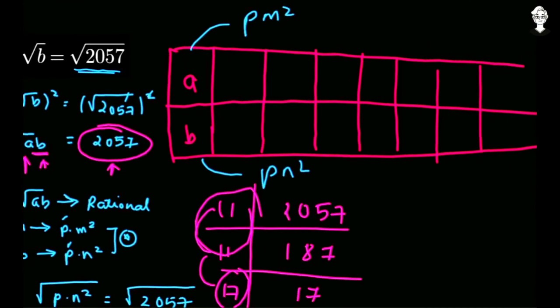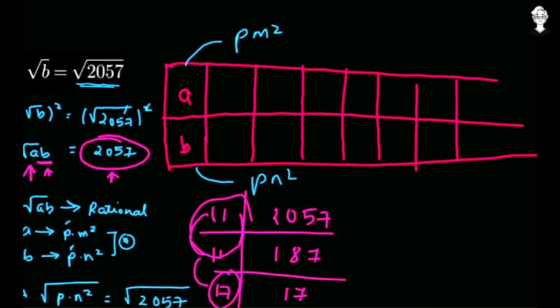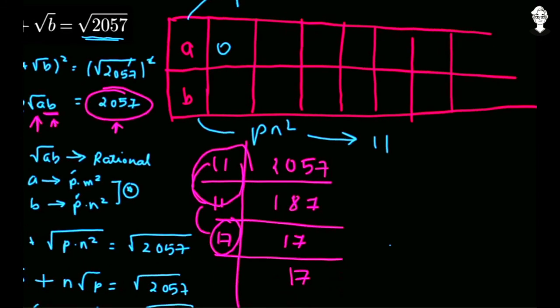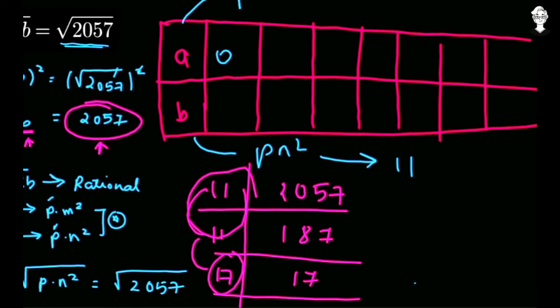So I have made a column over here that a is equal to pm square and b is equal to pn square. First of all, taking m equal to 0, 0 into p means 0 only, and the value of b is pn square. As m is equal to 0, n was equal to 11. So 11 square into p, and as we have seen, 11 square into 17 is nothing but 2057. P had a value of 17, so it would become 2057.